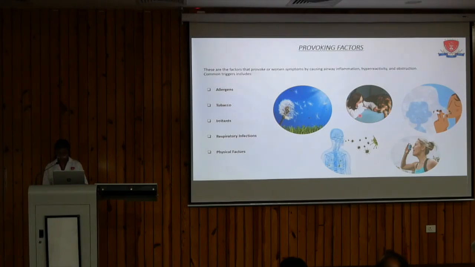Medications like non-steroidal anti-inflammatory drugs and beta blockers, hormonal changes, menstrual cycle-related asthma, also called perimenstrual asthma, and pregnancy can sometimes affect asthma control. Occupational exposures, dust, fumes, or chemicals in the workplace, and other triggers like smoke or secondhand smoke and food additives can provoke symptoms.